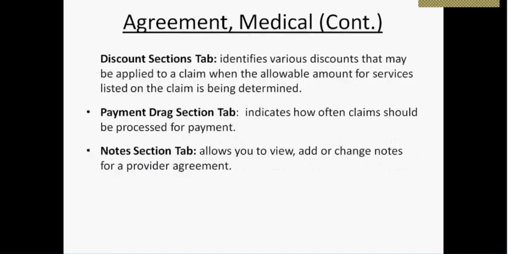So there are different tabs, a continuation of this indicator section. The discount section tabs show what discounts need to be applied. The payment section indicates how the claim should be processed for payment. Basically, it drives the whole logic by which claim adjudication should happen.